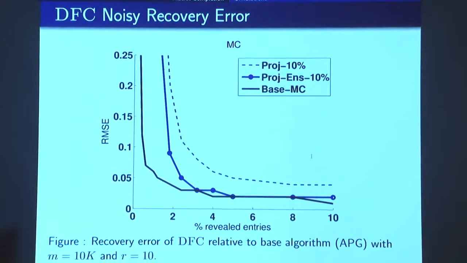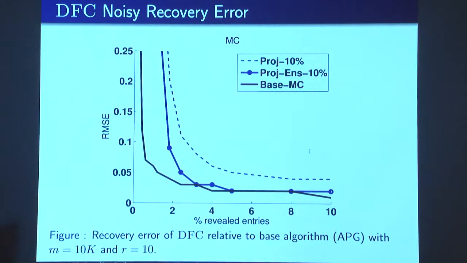OK, so let's see an example. Here's an example first using simulated data. I'm showing you 3 curves. They're error curves. And what are we doing? We have random 10,000 by 10,000 size matrices. We're recovering rank 10 approximations. That is, L0 is of rank 10. We observe noisy entries. And we're comparing how well our base algorithm does to this divide and conquer approach as you increase the number of entries observed in the matrix.